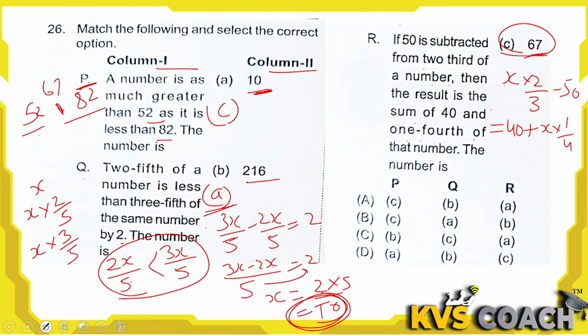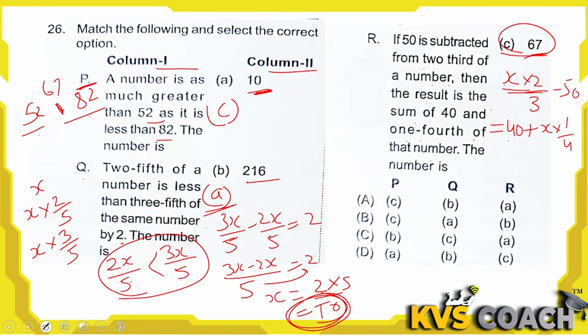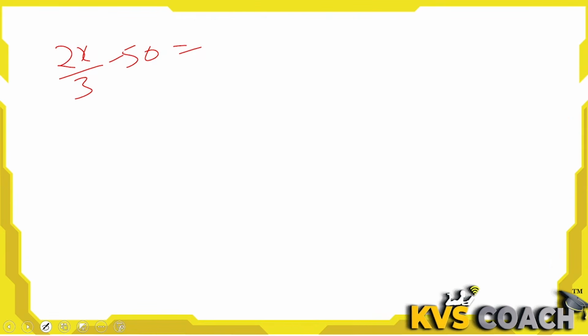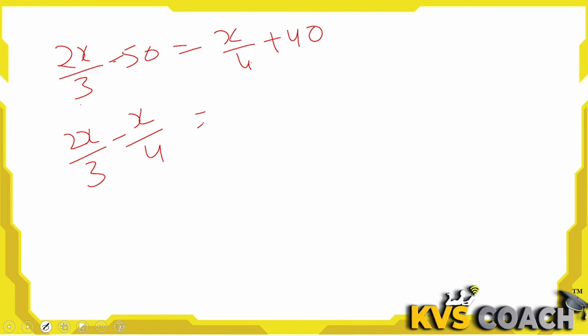Okay. Then what will be the equation? Let's do it here. 2x by 3 minus 50 is equal to x upon 4 plus 40. We have to find x. So what will be the x? We will take x value one side. 2x by 3, x here is plus, there will be minus. And here minus 50, it will be plus here.